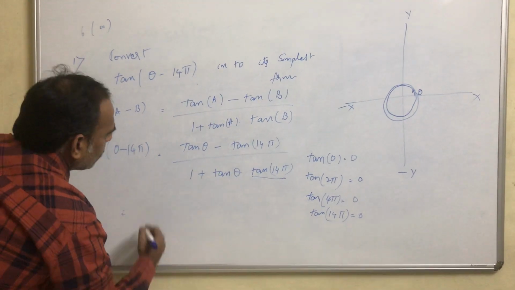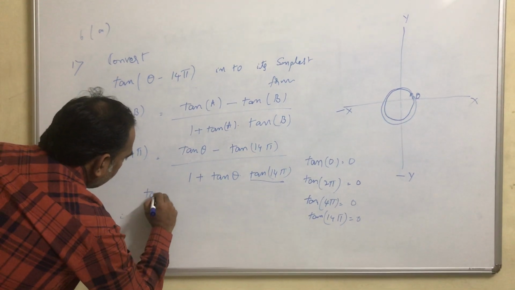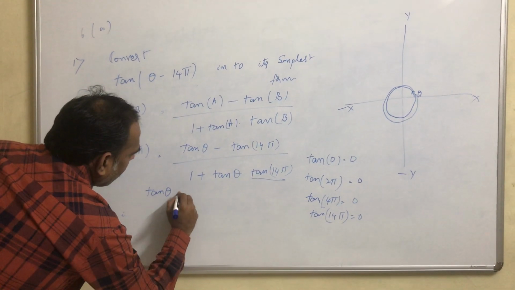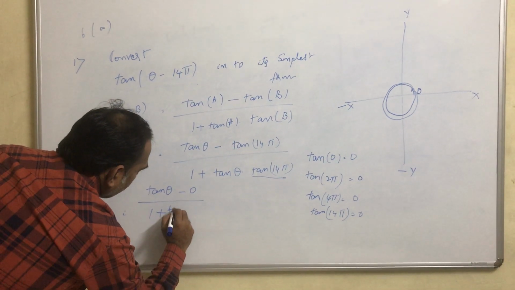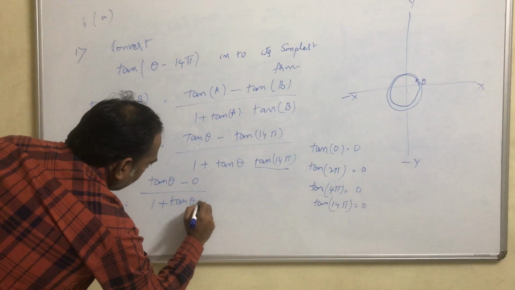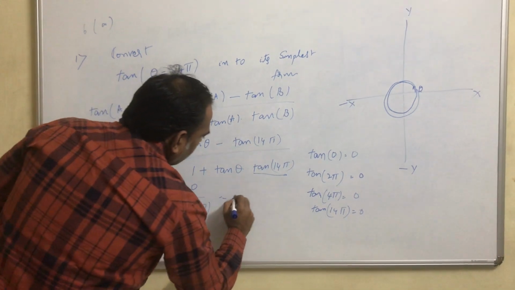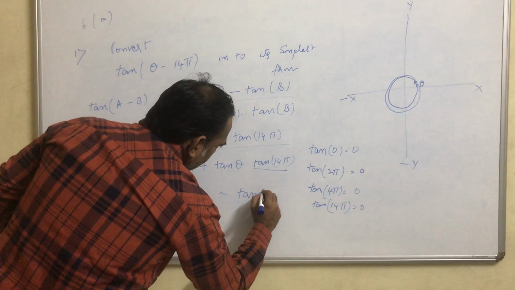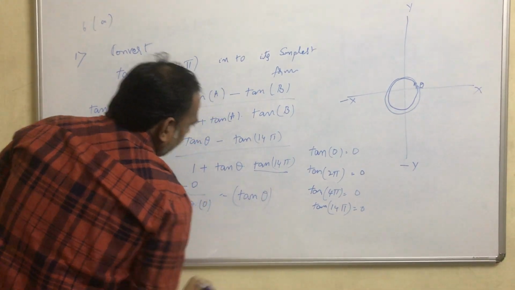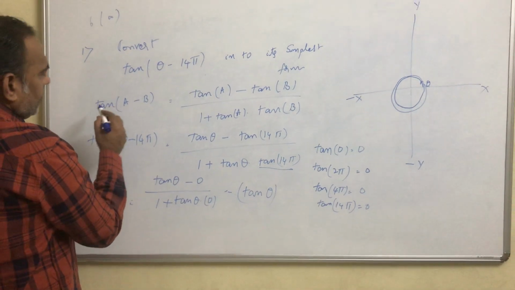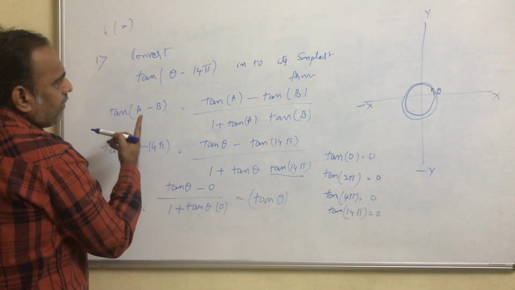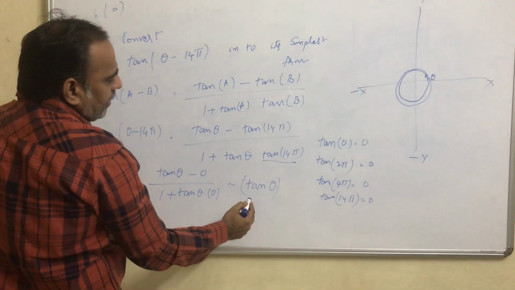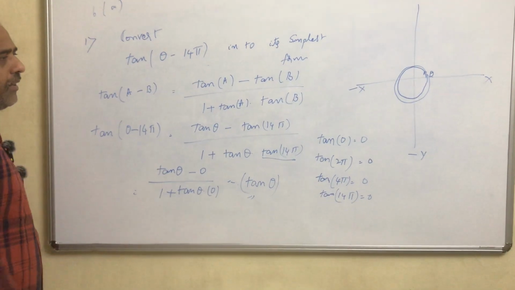We substitute those values, we will get the simplest form. Tan theta minus 0 divided by 1 plus tan theta into 0. That is equal to tan theta. So, the simplest form of tan theta minus 14 pi equal to tan theta.